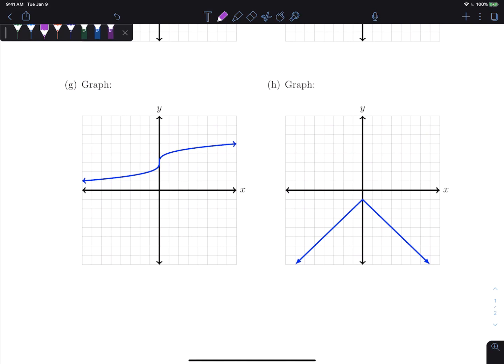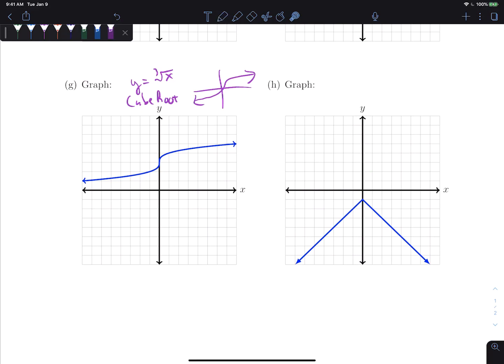Letter G. Notice that this graph looks kind of like a weird S on its side, if you would. And so this will be y equals cube root of x, or in other words, the cube root function. And the parent function looks like this, where it goes through the origin. Notice that this is basically the cube root, just moved up 3 units.